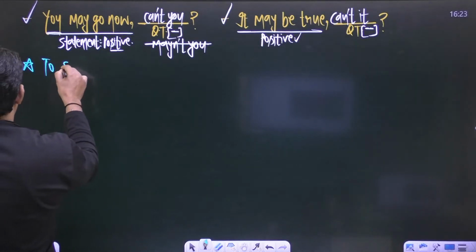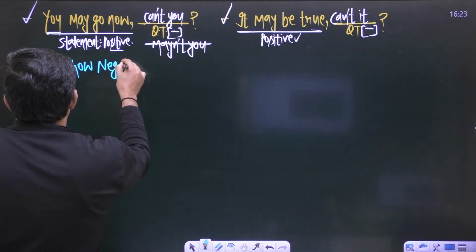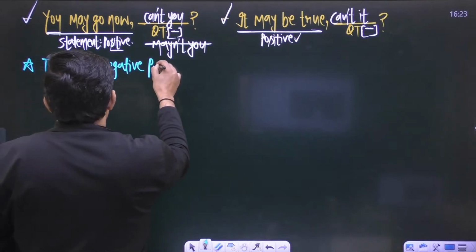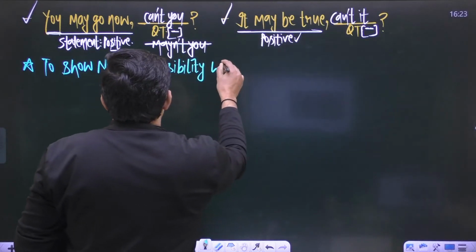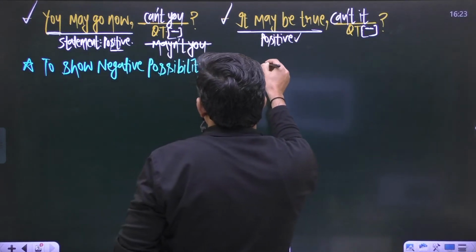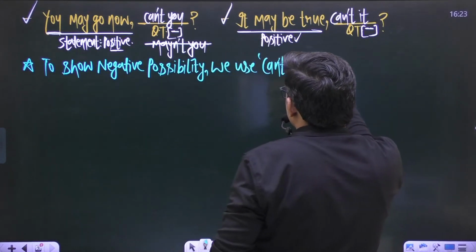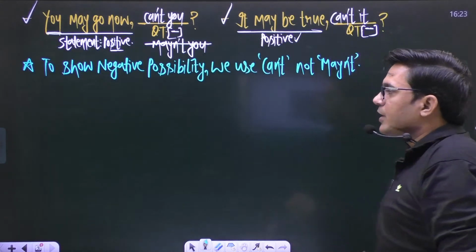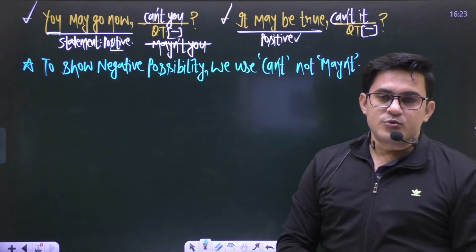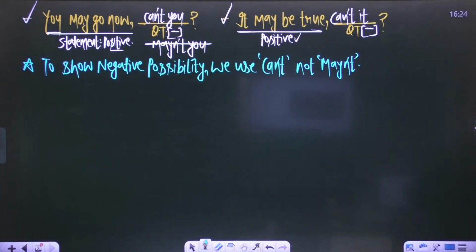This is the concept: to show negative possibility we use can't, not mayn't. Okay, this is the concept actually. So let us move to the next sentence. Are you getting my point? Yes.